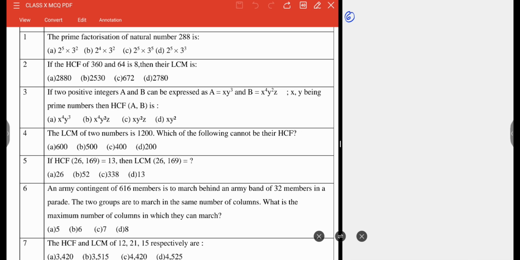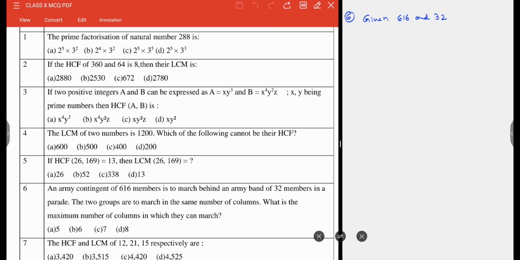Whenever they ask for the maximum number, greatest number, or highest number, which is common to both and which can divide both the numbers, we have to understand that we have to find the HCF there. So the given numbers are 616 and 32.